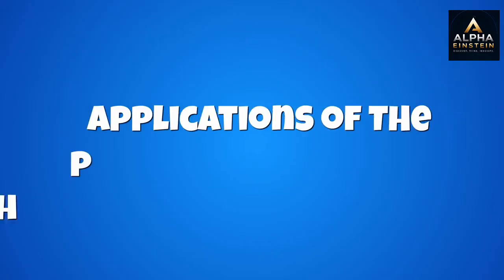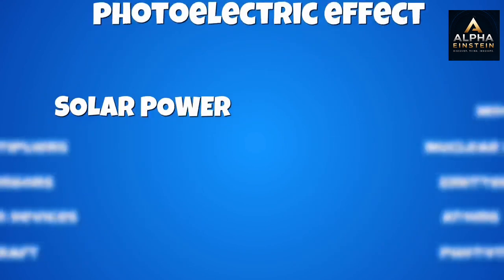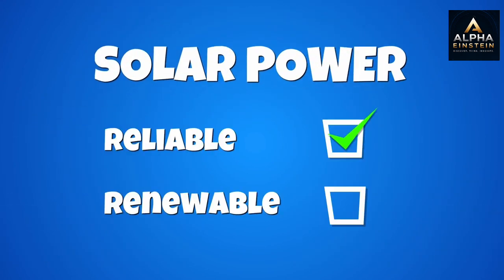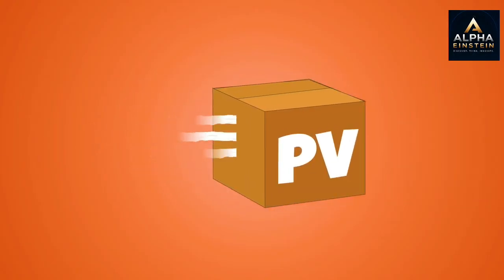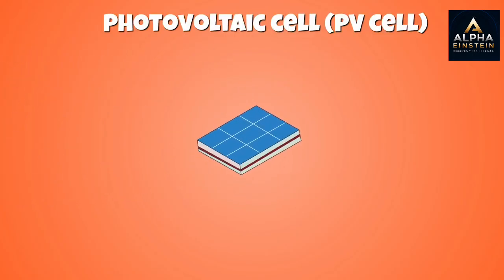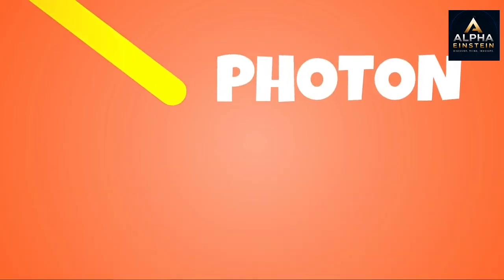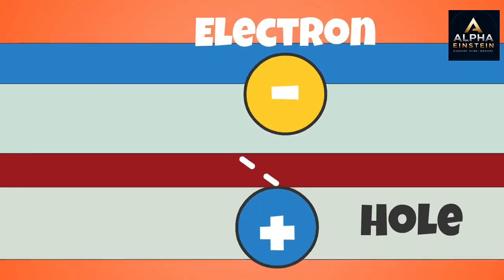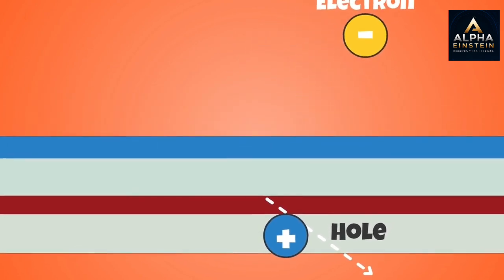The photoelectric effect has many practical uses in the real world, with the most significant being the generation of solar power. Solar power is one of the most reliable forms of renewable energy, working by converting sunlight into electricity through photovoltaic technology, or PV. In photovoltaic cells, or PV cells, when sunlight hits semiconductor material, such as silicon, it creates a pair of electron holes. Electric current is produced when these electron hole pairs are separated by an electric field.